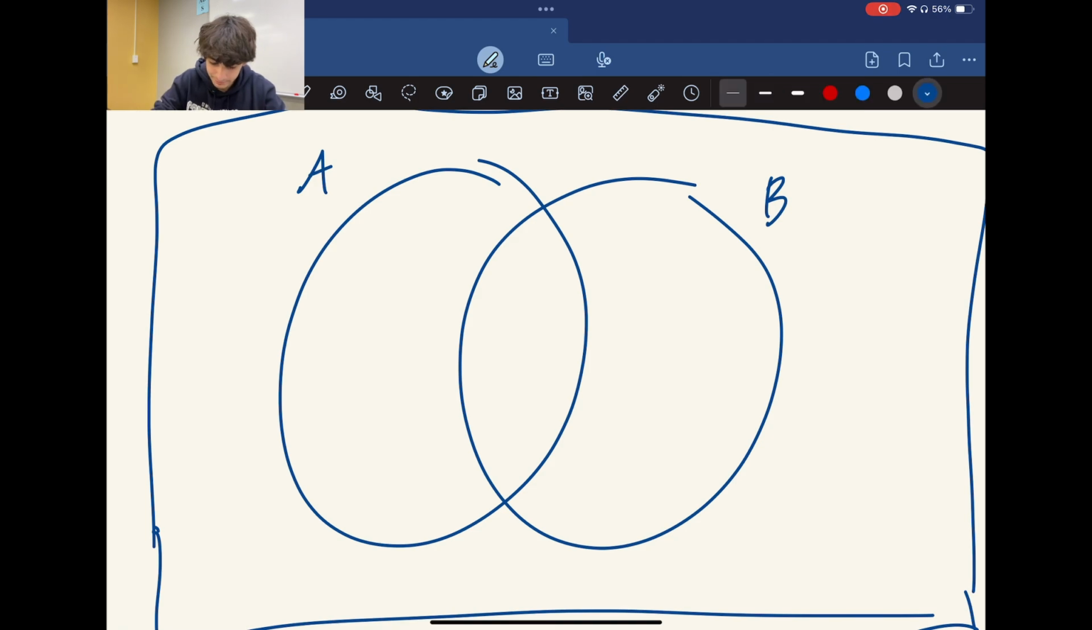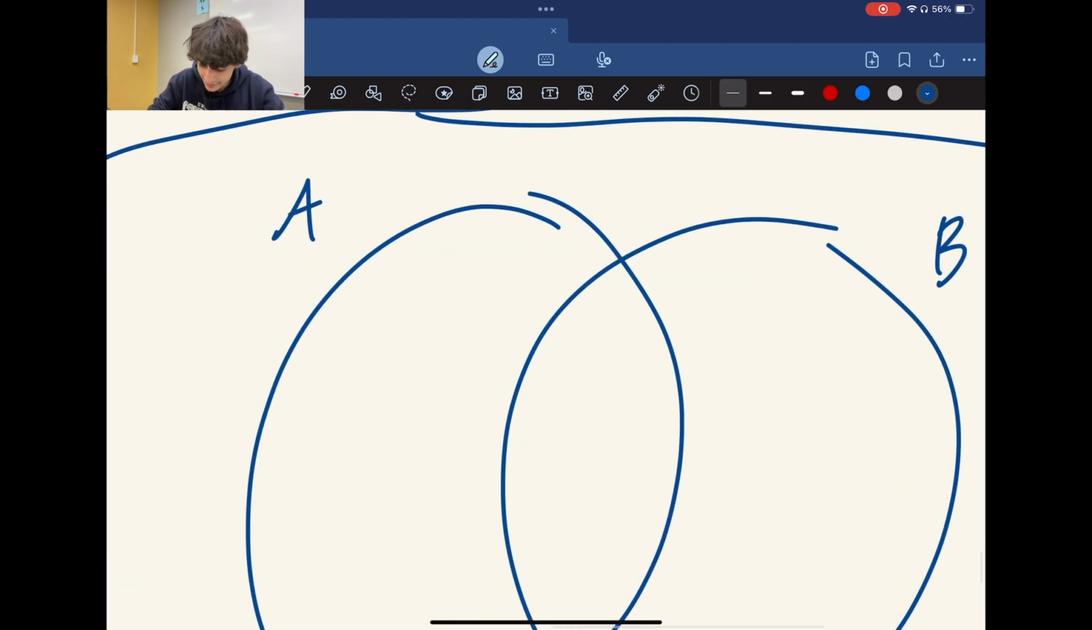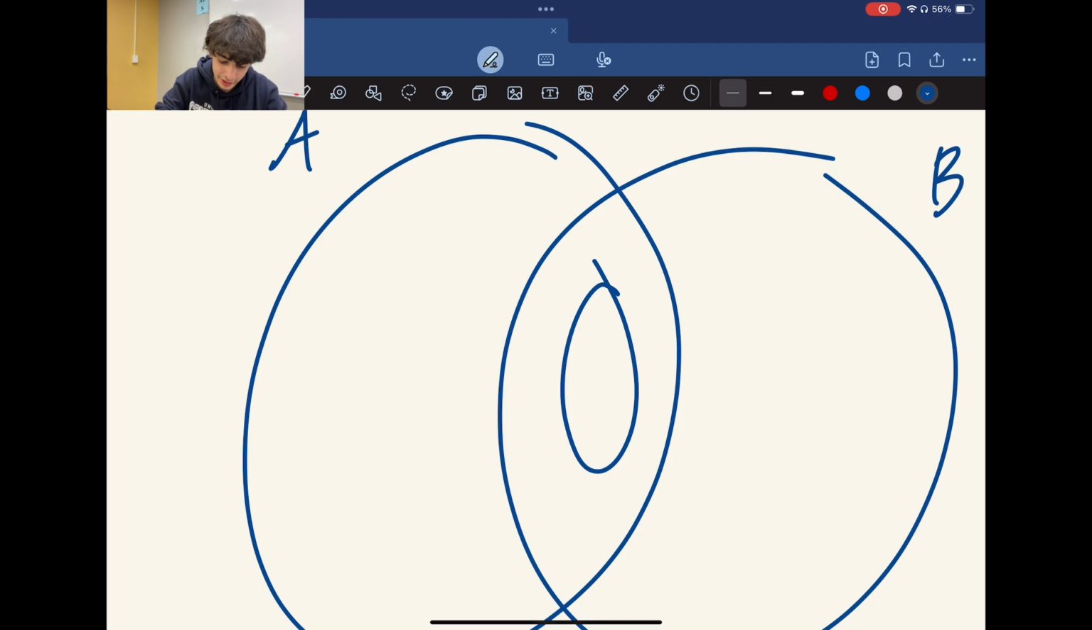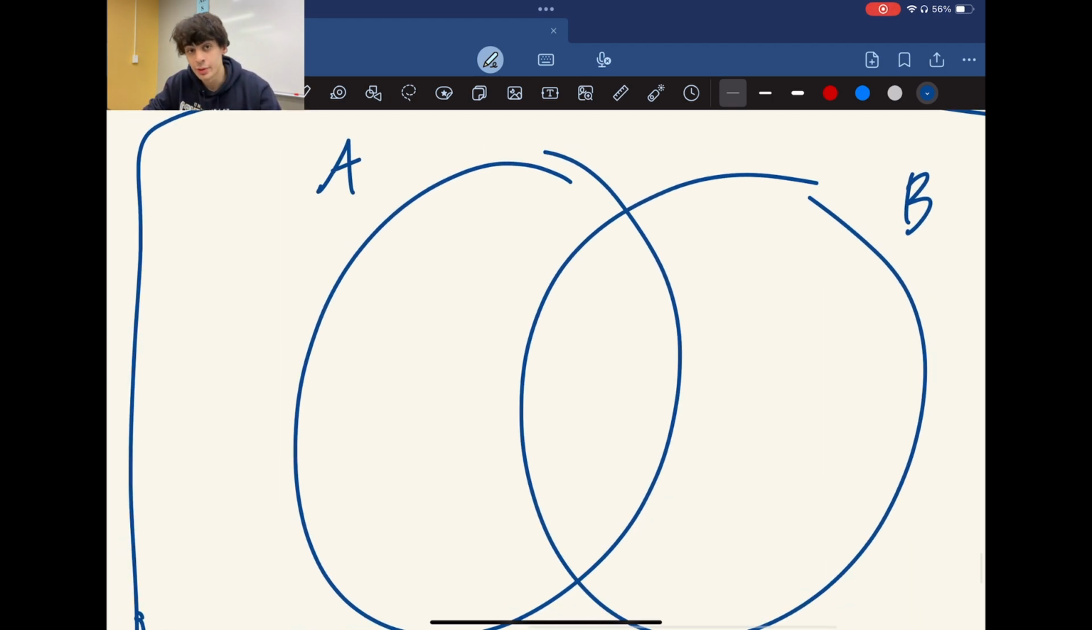So let's get to defining. I think it's easiest to start in the middle, actually. So in here, I'm going to write all the numbers or all the elements that have appeared in set A and set B, which we've actually defined as the intersection, which is this.